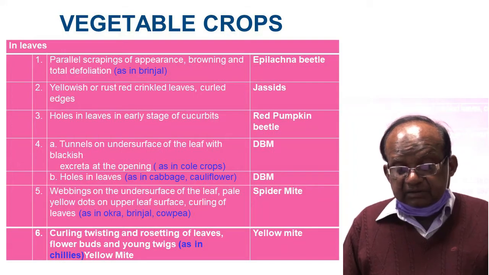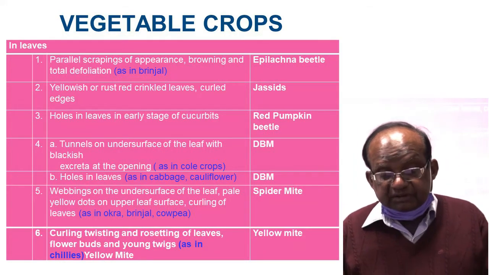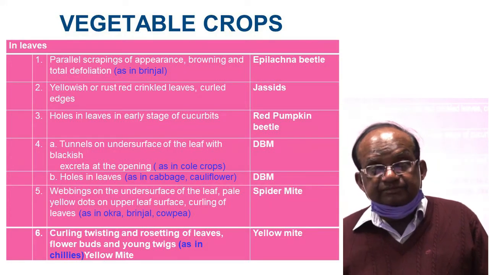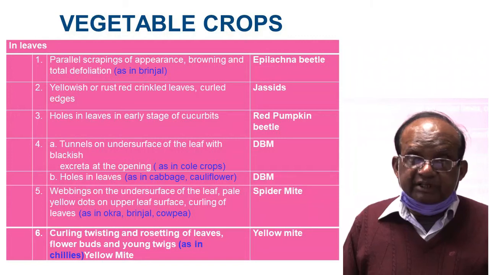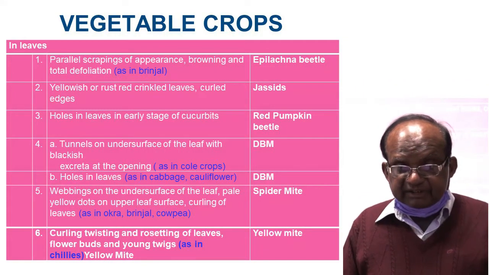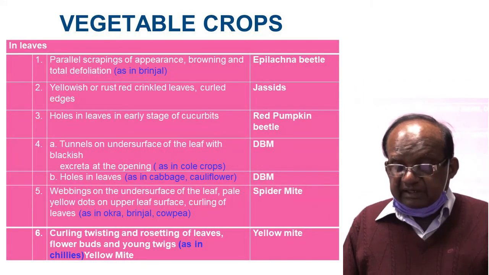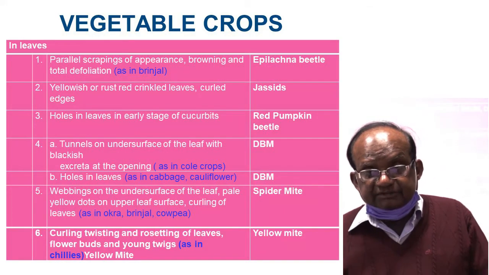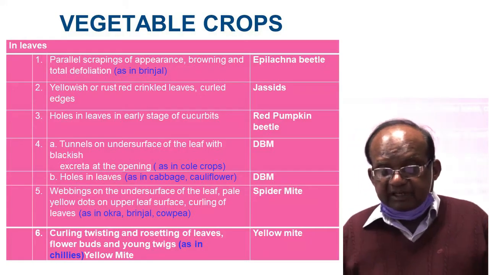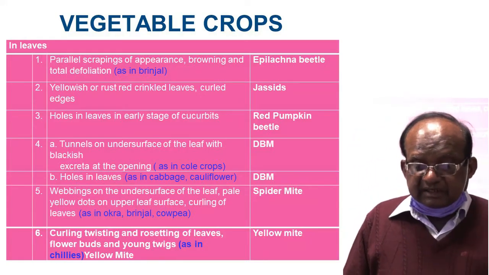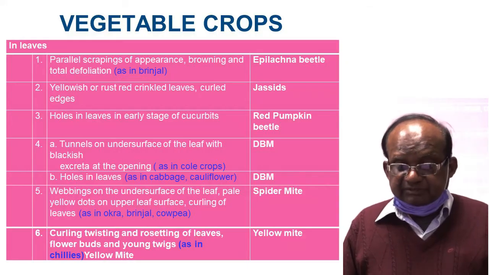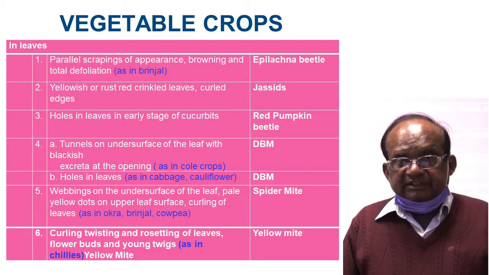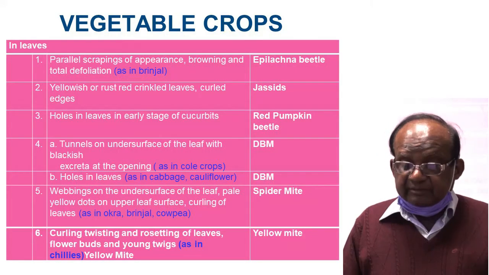Curling, twisting and rosetting of leaves, flower buds and young twigs, in case of chili, shows the presence of yellow mite. Yellow mite is a major pest of chili. Yellow mite is a major non-insect pest, a mite pest. And thrips is the major insect pest in case of chili, which sucks the cell sap. Both mite and thrips are sucking pests for chili.